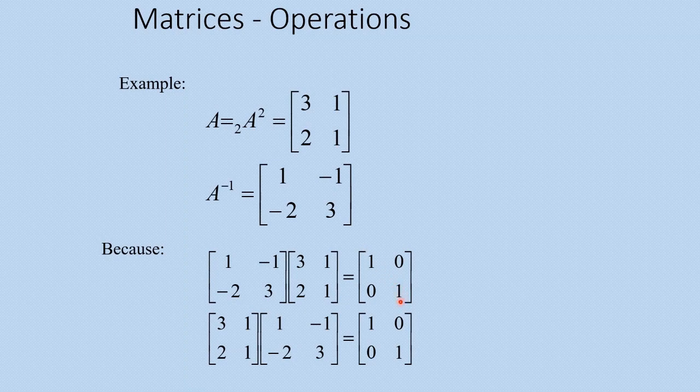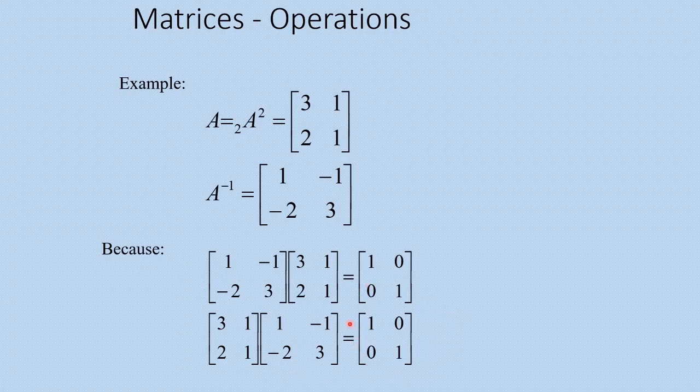When we multiply A inverse with A, that is 1 by 3, plus, minus 1 by 2 is 1, 1 by 1, plus, minus 1 by 1 is 0, minus 2 by 3, plus, 3 by 2 is 0, minus 2 by 1, plus, 3 by 1 is 1, the matrix obtained is 1, 0, 0, 1, which is an identity matrix. Similarly, when we multiply A with A inverse, we get identity matrix.